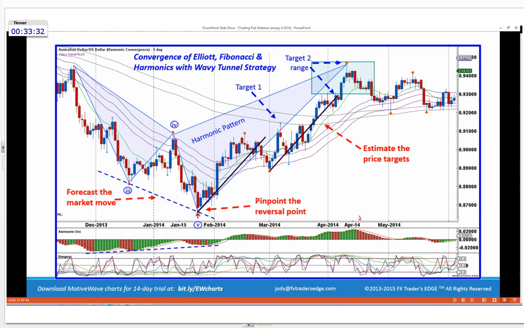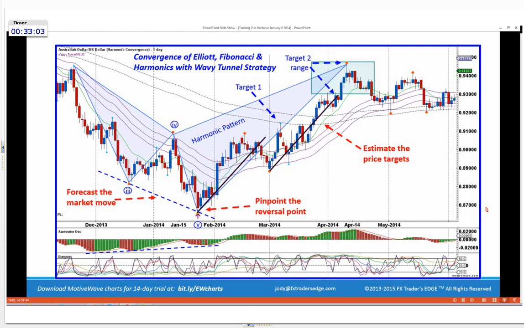So this is putting it all together. What you're looking at is a chart showing Elliott wave analysis, Fibonacci, and a harmonic pattern. 3 analysis tools that, when combined, highlight high probability trades and give the trader confidence to pull the trigger and take the trade. We call this the convergence of 3 analysis methods, 3 giants in the trading world.